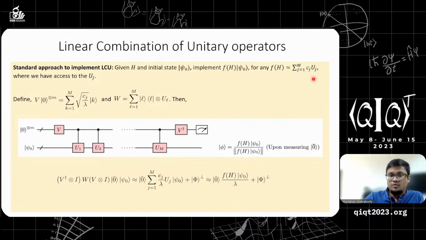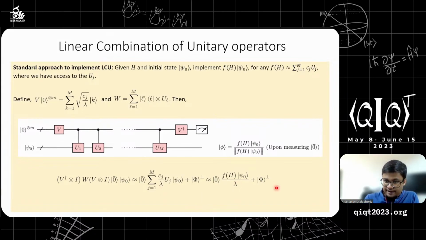Okay, so we assume that we have access to these U_j's. That's a precondition for implementing linear combination of unitaries. And so what we see is that by implementing this circuit, we prepare a quantum state, which is sum over j of c_j U_j divided by this lambda parameter, which is the sum of all the coefficients. So it's essentially the sum of the c_j. That's the lambda. All right.